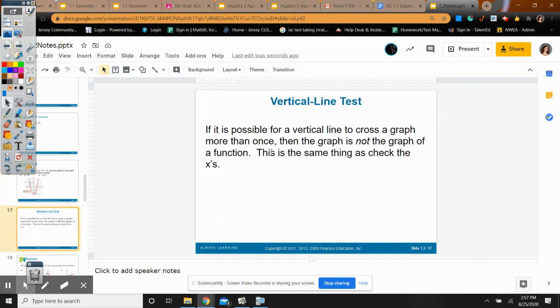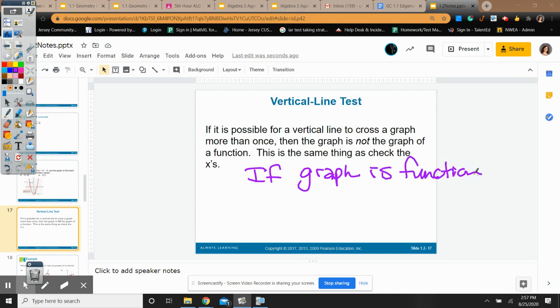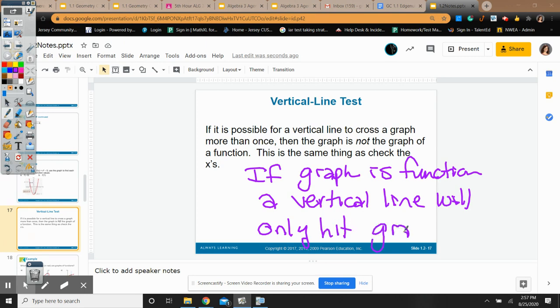Vertical line test says if a graph is a function, a vertical line will only hit the graph once. It is the exact same thing as checking the x's.